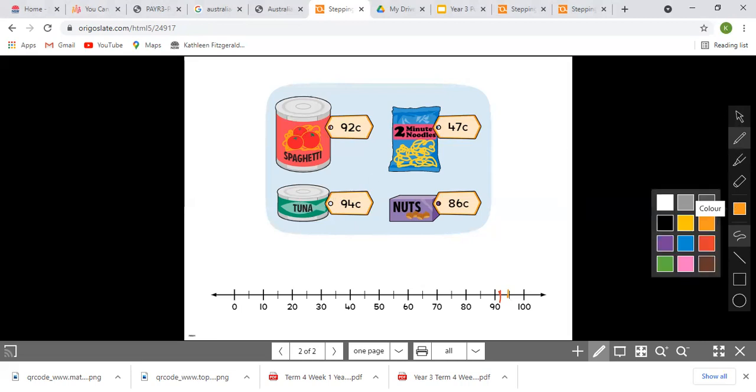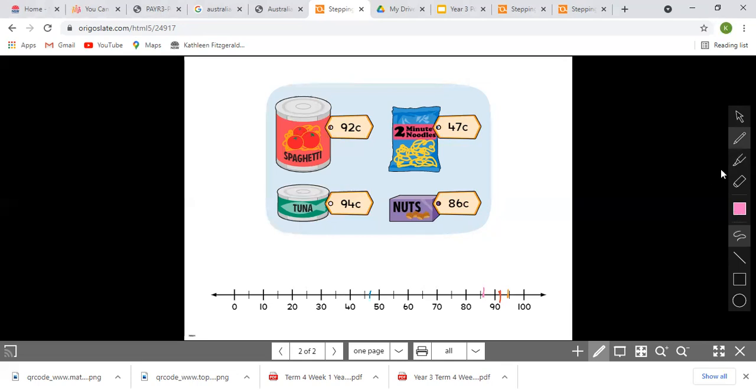For 2-minute noodles, we have got 47 cents. So 47 would be between 45 and 50 and slightly closer to 45. So we would pay 45 cents for that one. And for the nuts at 86 cents, we would have between 85 and 90. And again, it's closer to the 85. 86 is closer to 85 than it is to the 90. There's 1 to go back to 85, but there's 4 to go up to 90 cents. So it's closer to round it to 85 cents.